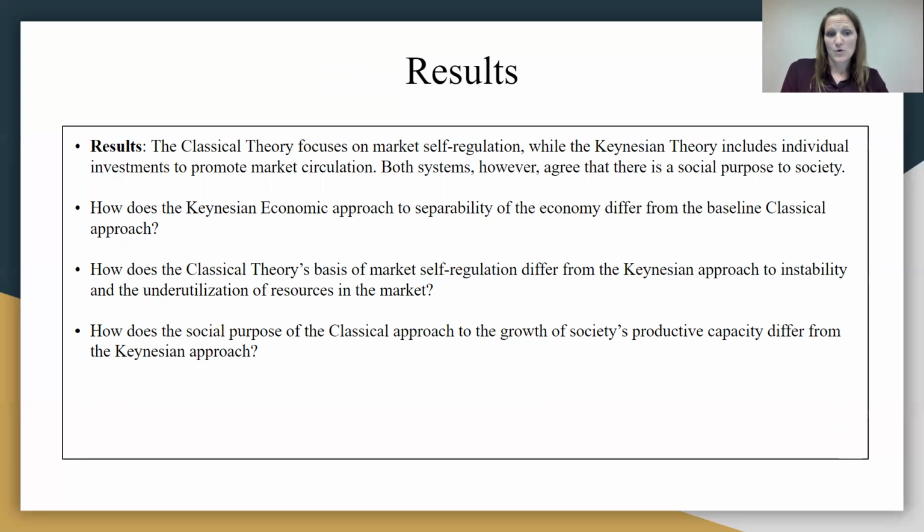Question 3: how does the social purpose of the classical approach to growth of society's productive capacity differ from the Keynesian approach? The classical economic theory includes the division of social classes as a means for the distribution of income. It assumes that private wealth accumulation is served by private ownership in individual, resulting in growth of society's productive capacity. This social purpose includes the accumulation of means of production held by individual private ends that were liquid to be easily used and acquired wants and needs. So the individual was in control of supply and demand.